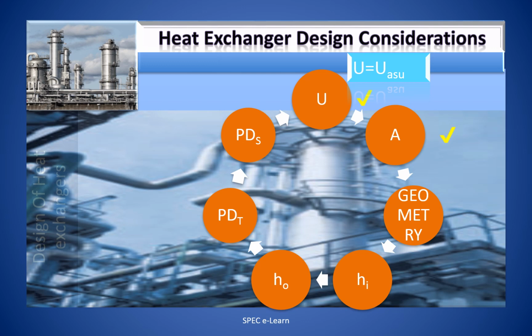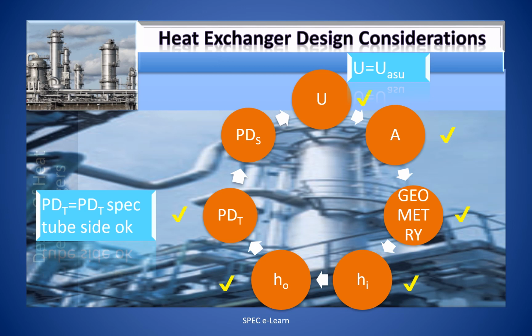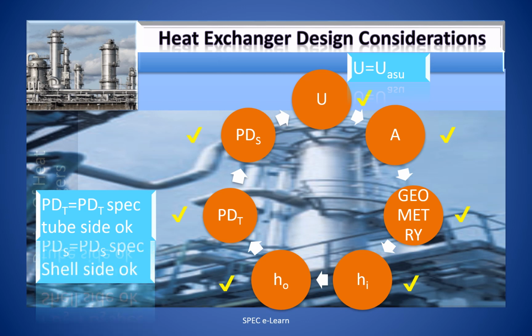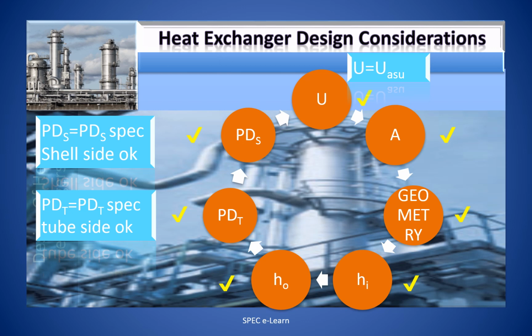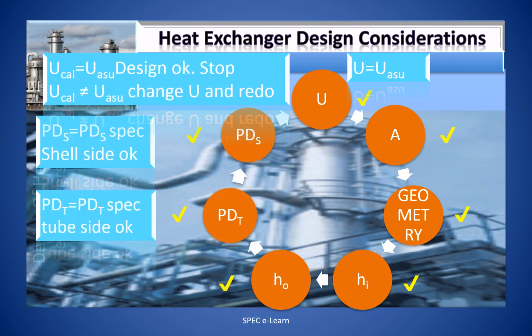Assume overall heat transfer coefficient U. Then from the process data, area A is calculated. Then select a geometry, calculate the tube side heat transfer coefficient and the shell side heat transfer coefficient. Then calculate the tube side pressure drop and shell side pressure drop. If the tube side pressure drop meets the design spec, then the tube side heat transfer coefficient is okay. If the shell side pressure drop meets the design spec of the shell side, then the shell side heat transfer coefficient is okay. Then you proceed and calculate overall heat transfer coefficient U actual. Then compare U actual with the U assumed. If they are the same, then your design is okay. If it is more or less by a huge margin, then reassume U and start the process all over again.